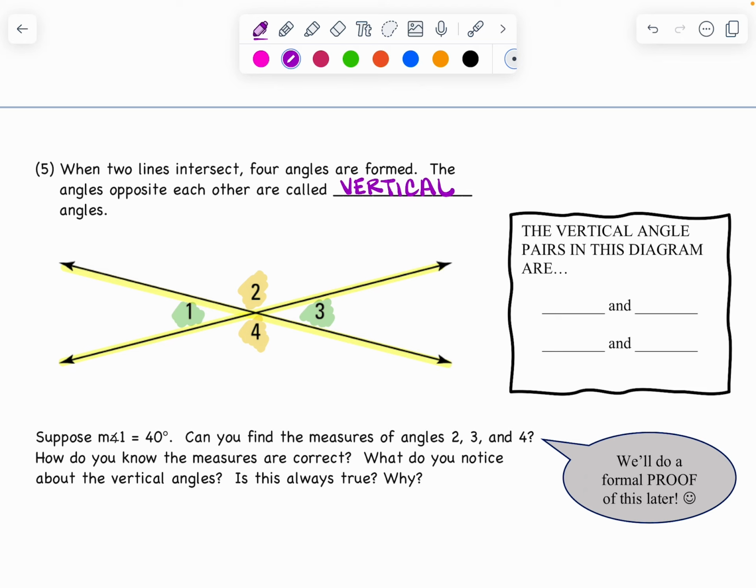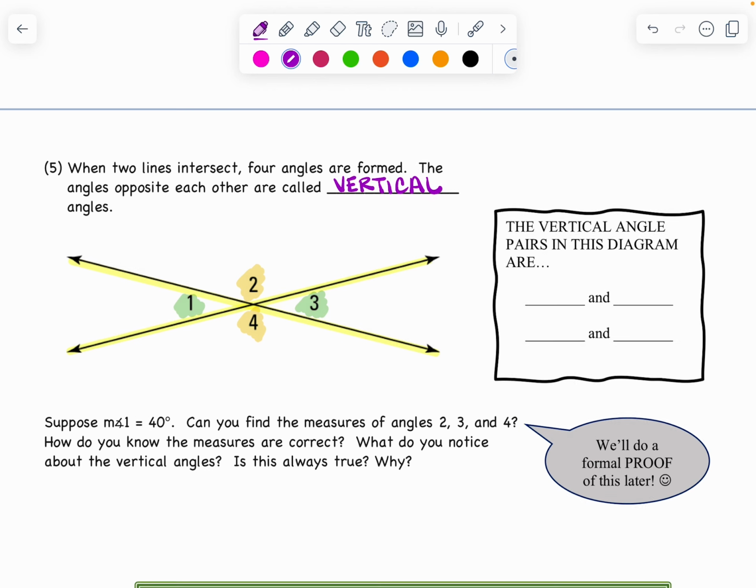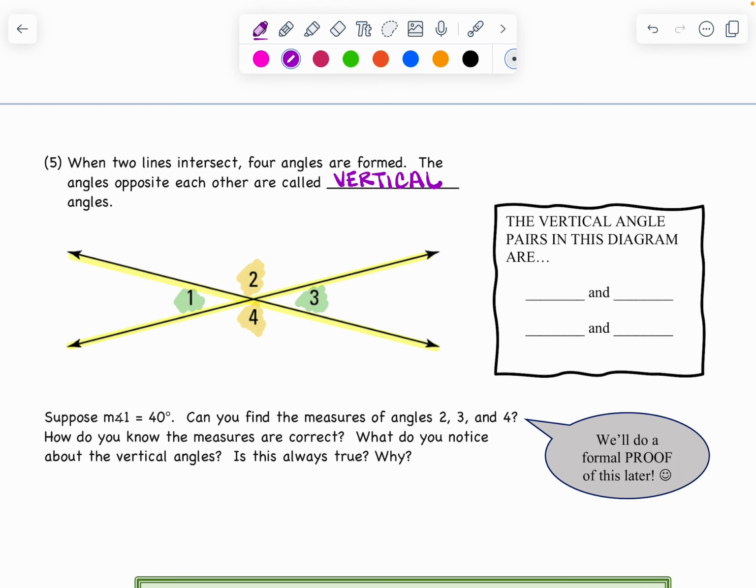Right, vertical angles, super important. Like I said, we're going to be working with these almost every day. And so obviously in the little box over here, the vertical angles, like we just highlighted, angles 1 and 3 would be a vertical angle pair, and angle 2 and angle 4 would be a vertical angle pair.